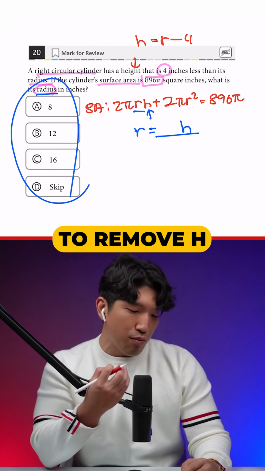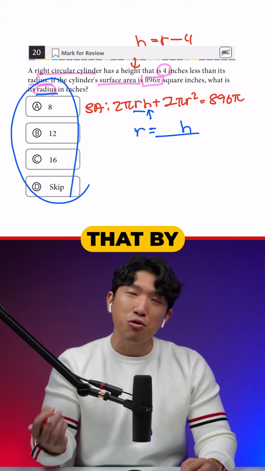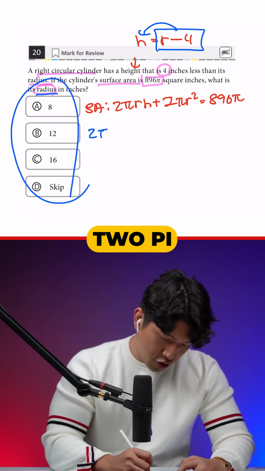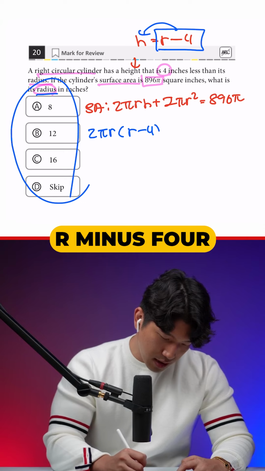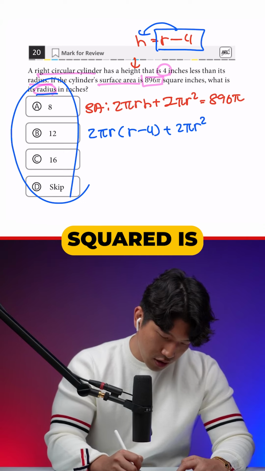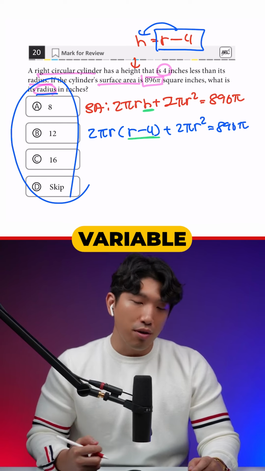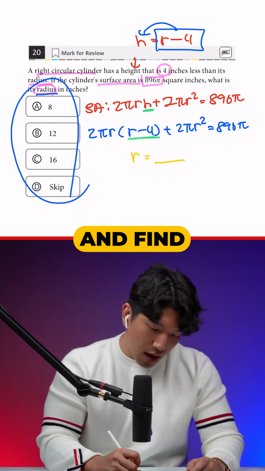So first, we have to remove h from the equation, and we can do that by substituting r minus 4 for h, which would be 2 pi r (r minus 4) plus 2 pi r squared is equal to 896 pi. And now that r is the only unknown variable, we can simply isolate the r and find our answer.